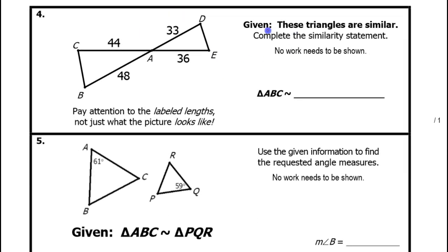Number 4, given these triangles are similar. All right, complete the similarity statement. Okay, first we need to verify which sides are corresponding. So to do that, notice that 44 is the smaller side. All right, on this triangle, 44 is smaller than 48. Notice that on this triangle, 33 is the smaller side. Okay, so that means that these must be corresponding parts, corresponding sides. And that means that these sides must also be corresponding.